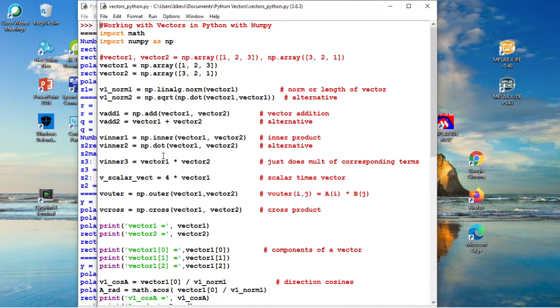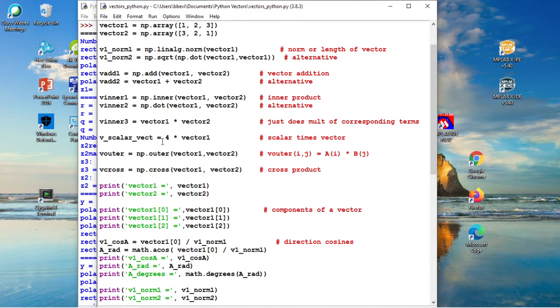Okay. Now here what we're doing is just multiplying two vectors, and this is a little weird here. This is not your normal type of multiplication here. What it's actually doing is it's multiplying the x components together, the y components together, the z components, but it's keeping it as a vector. It's not like the dot product. And then here I'm just multiplying a scalar times a vector.